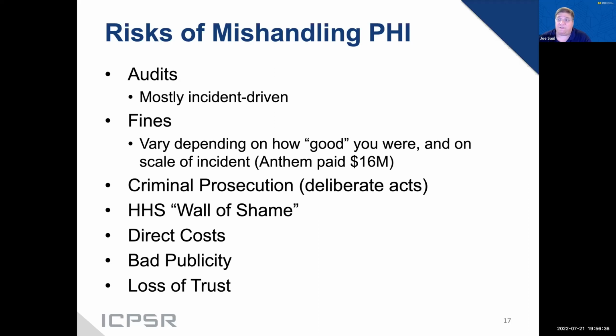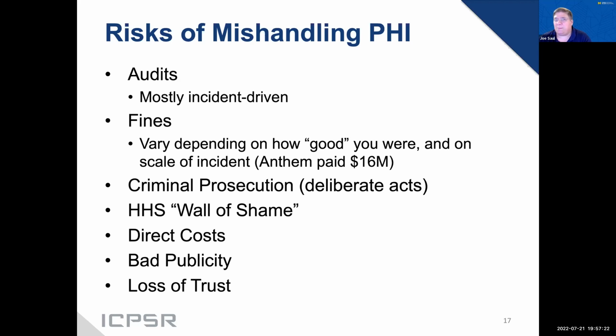You can be fined. Fines vary depending on how big the incident was, how good you were, right, with respect to it. The biggest one so far is Anthem paying $16 million. Anthem had a massive hack back in about 2016, 2017, involving millions and millions of patient records. And it was probably an advanced persistent threat by another government because they do a lot of US government personnel stuff. They paid $16 million. $1 million, $2 million fines are not uncommon. There's the potential for criminal prosecution, prison sentences up to 10 years. This is for deliberate acts.